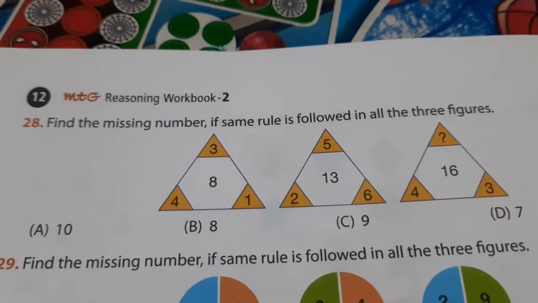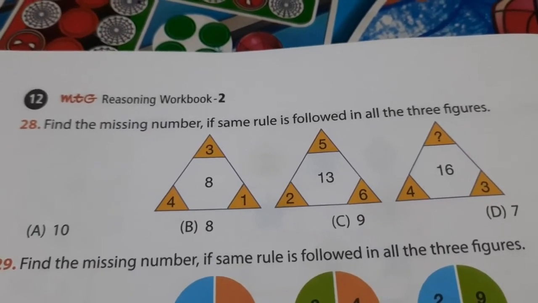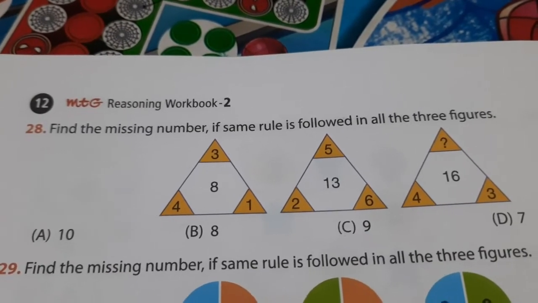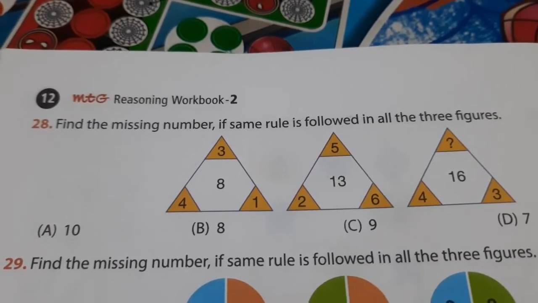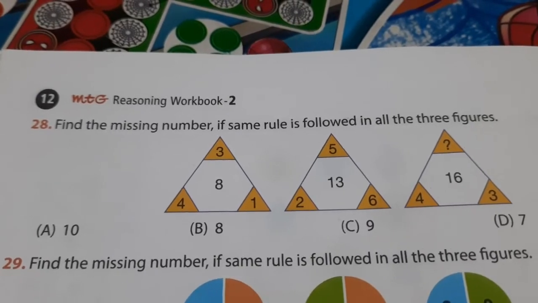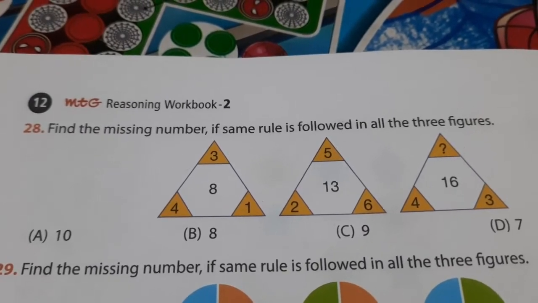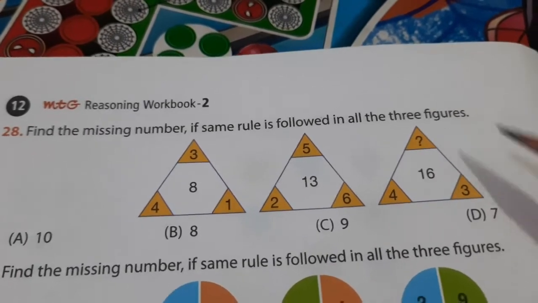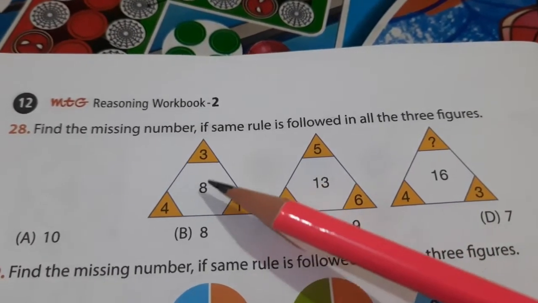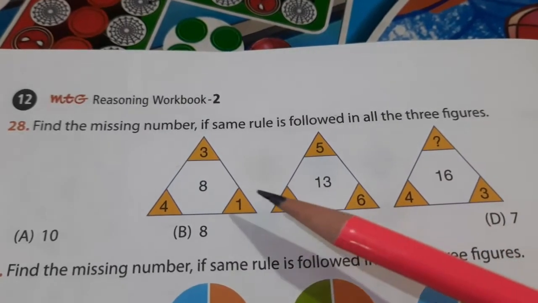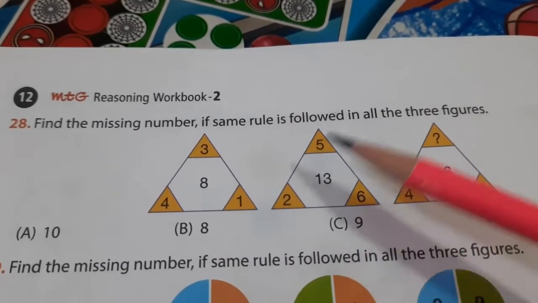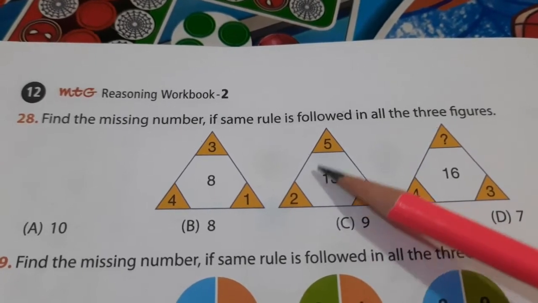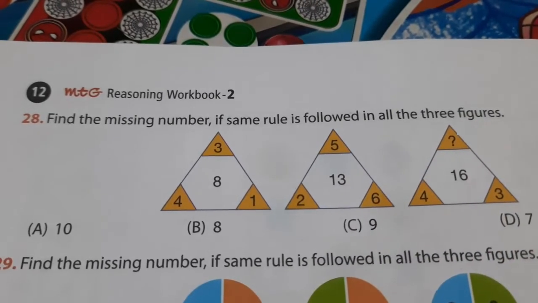So let us look at the rule which could possibly apply in all three of them. The best approach is to try the addition rule, whether this is satisfying the addition rule or not. So let's do 4 plus 3, which is 7, plus 1 is 8. So this is satisfying addition. Let us try if the same works here. 2 plus 5, which is 7, plus 6, which makes 13. Yes. So this is the rule.